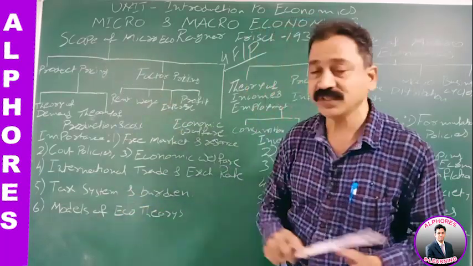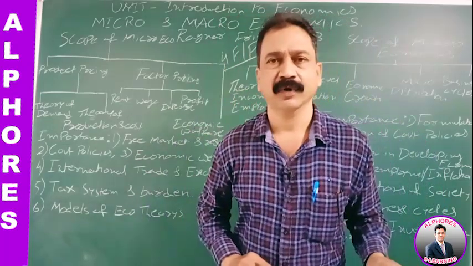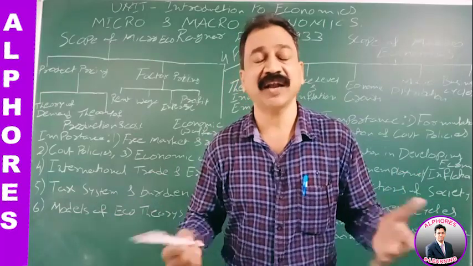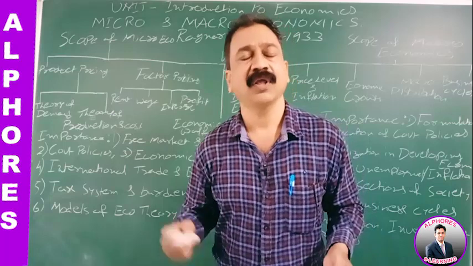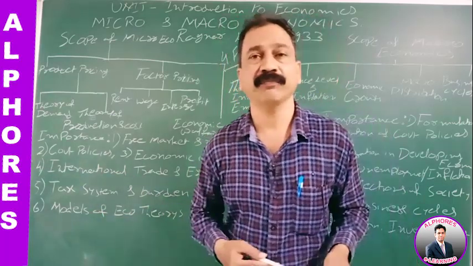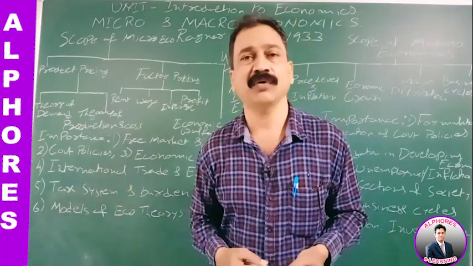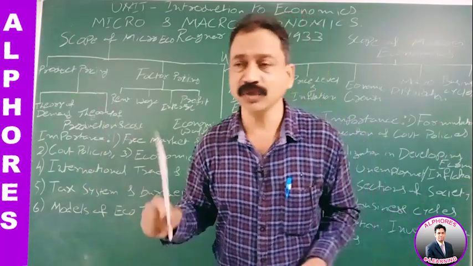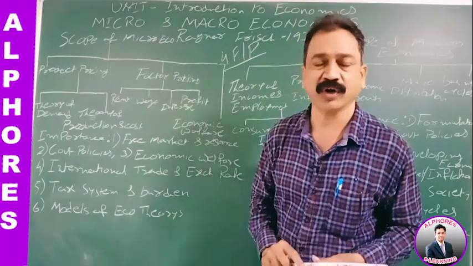And models of economic theories, there are plenty of models. There are plenty of microeconomic models which explain to us in general what is happening in the economy. For example, we will see in the next classes diminishing marginal utility, equi-marginal utility, indifference curve, variable proportions. There are plenty of models. Those models we are going to discuss under the scope of microeconomics.